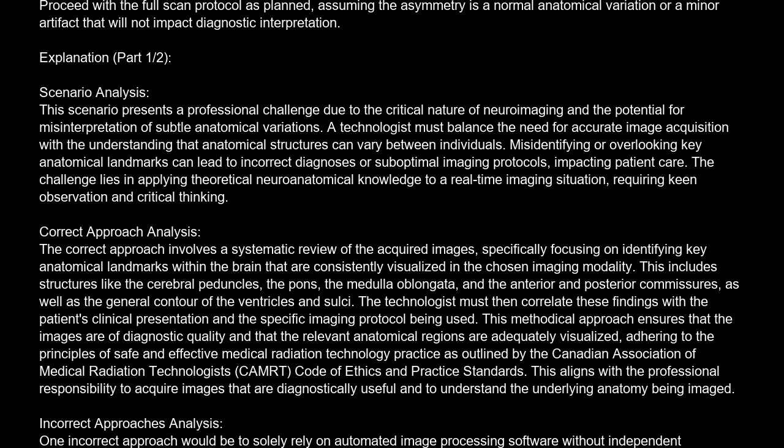Correct approach analysis. The correct approach involves a systematic review of the acquired images, specifically focusing on identifying key anatomical landmarks within the brain that are consistently visualized in the chosen imaging modality. This includes structures like the cerebral peduncles, the pons, the medulla oblongata, and the anterior and posterior commissures, as well as the general contour of the ventricles and sulci. The technologist must then correlate these findings with the patient's clinical presentation and the specific imaging protocol being used. This methodical approach ensures that the images are of diagnostic quality and that the relevant anatomical regions are adequately visualized.